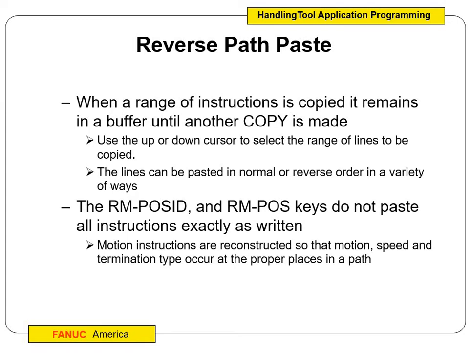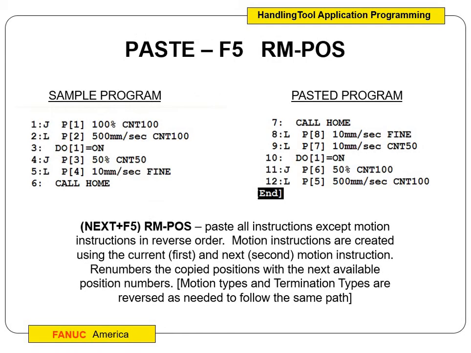Okay, so when we do this, we can use the up or down cursor, remember, when we're copying, to select the lines that we want. And then we can use the RM position ID and the RM position keys. They don't paste all the instructions exactly as they're written. They just reverse the motions. So what they do is they reconstruct all the motions for you, so that it occurs at the proper places in the path when we use RM for either one of these.